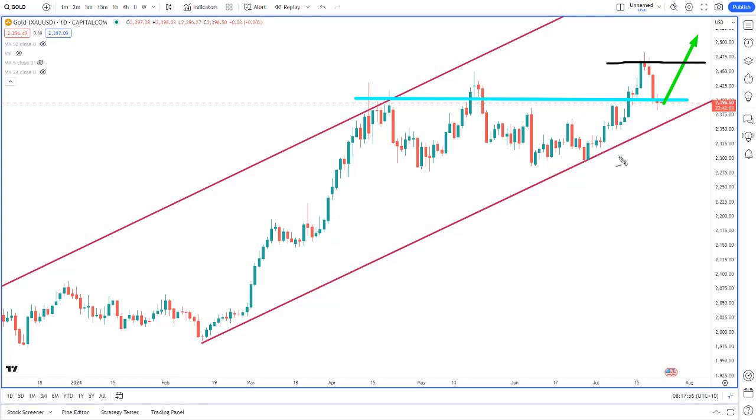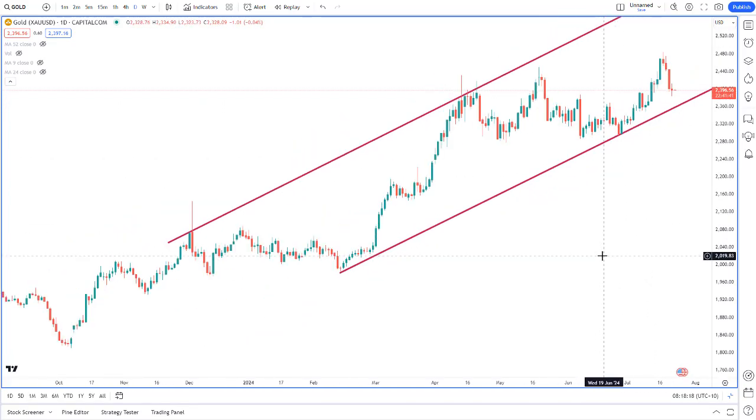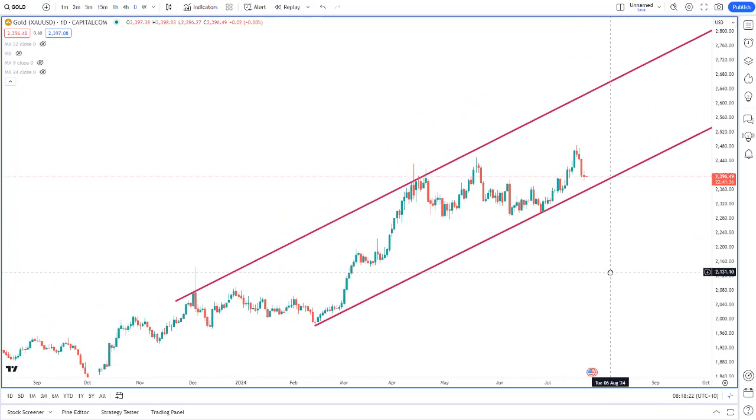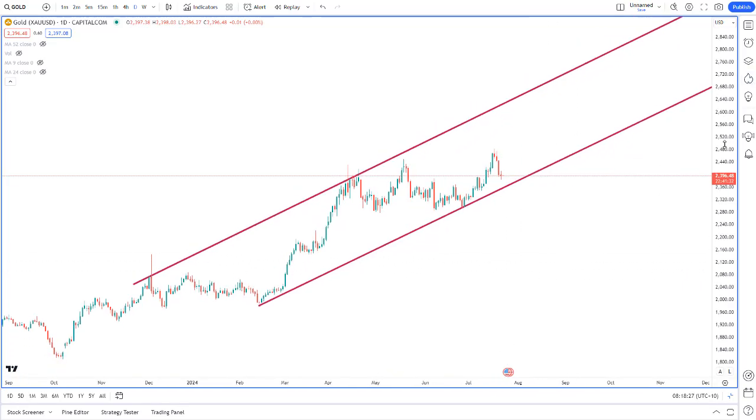This is where it gets really awesome, guys. Check this out. We have that through there, and if I look at the actual target from here, where I believe gold could actually get to, it's at the top of this channel from here.